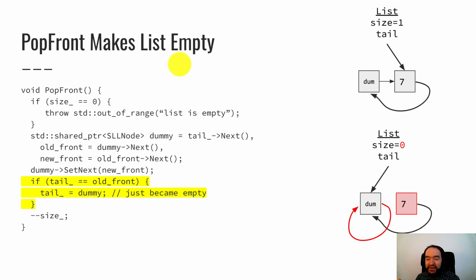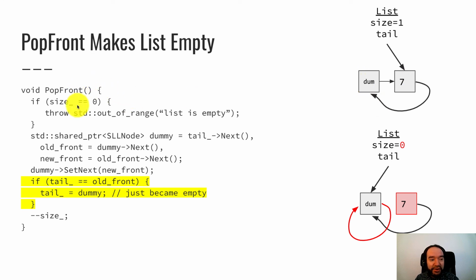Let's look at an example of the case of starting with one element and becoming empty. It's maybe a little bit counterintuitive. In the top right corner, that's what the list would look like beforehand. I've got a list with just one element, 7, so my size is 1. This is obeying all the invariants. The last node is also the first node. Its next pointer points at the dummy node.